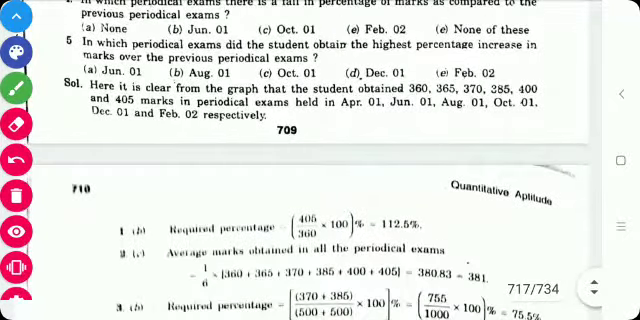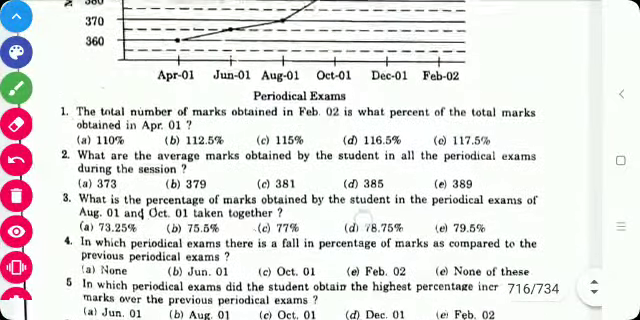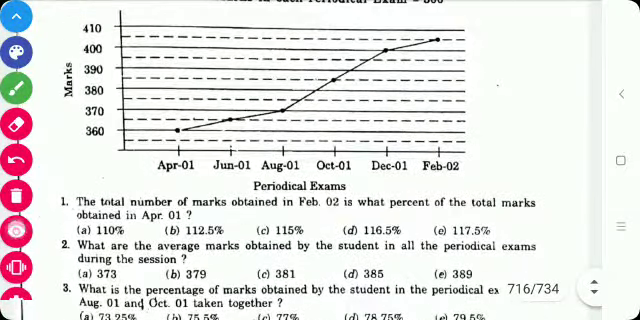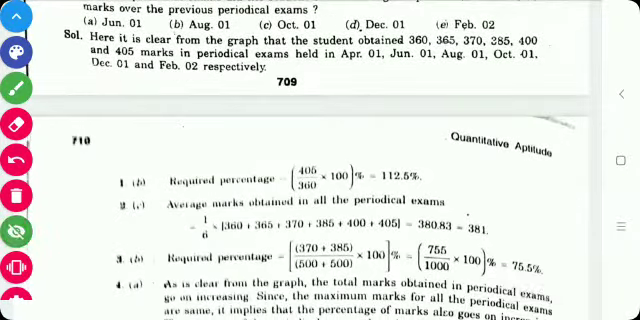So the required percentage, as we know, for February 2002 it is 405 and for April 2001 it is 360. So 405 upon 360 into 100. So it is 112.5%. Okay.